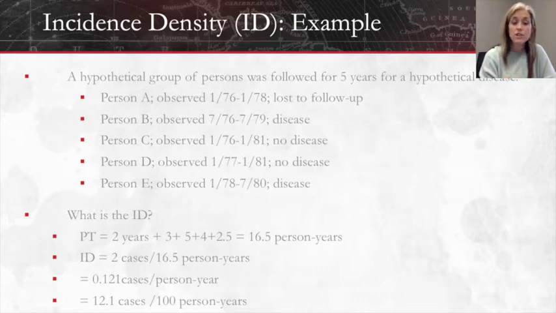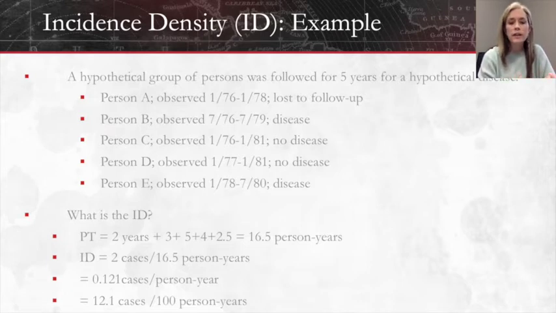So person A contributed 2 years to the study. Person B contributed 3 years of disease-free time to the study. Person C contributed 5 full years, so the 5-year study, 5 full years to the study, and so on and so forth. So what that ends up calculating out to is 0.12 cases per person year.